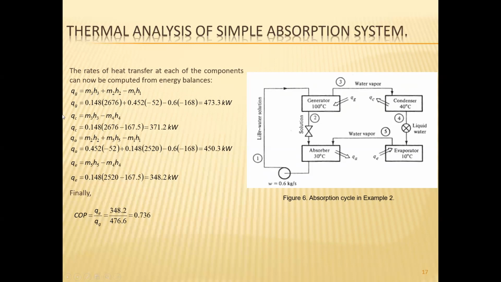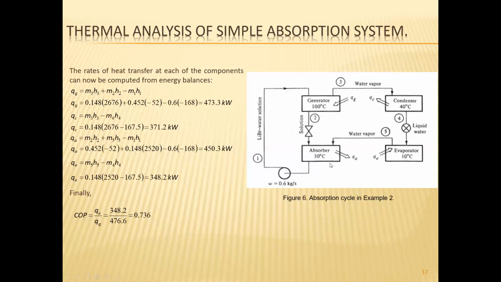So, QG is equal to 0.148 times 2676 plus 0.452 times negative 52 minus 0.6 times negative 168, which is 473.3 kilowatts. Then QC, where is QC? It is M3H3 minus M4H4, which is 0.148 times 2676 minus 167.5, which is 371.2 kilowatts.